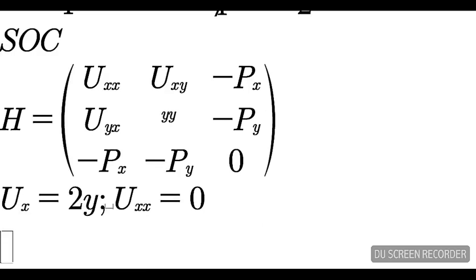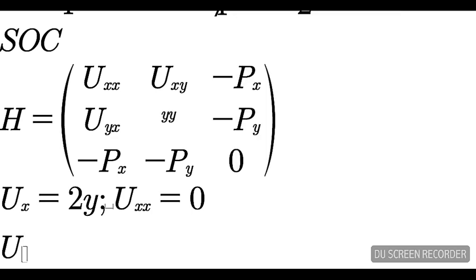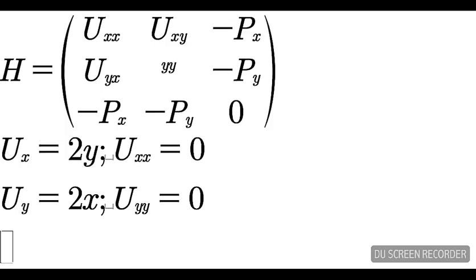In the same way, U sub Y is 2X, right? So differentiating U again with respect to Y, that is the second partial derivative with respect to Y, will give me 0. There's no Y there to differentiate, so we have 0. So those are the cross partials.